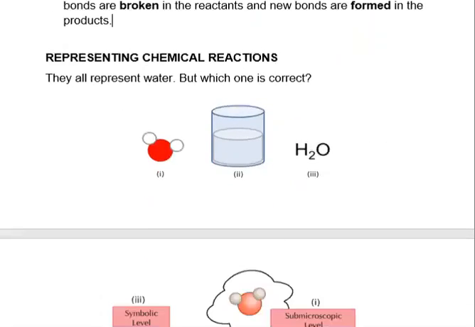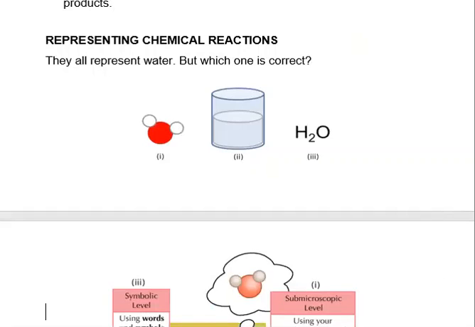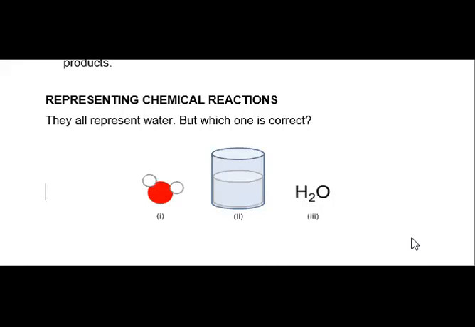All right. So the next thing we're talking about is that there are 3 ways of representing chemical reactions, right? So let's look at water. The first picture that we have here is a molecule of water. The second picture is a glass of water, and the third is the scientific formula for water. Which one is correct? Which one represents water? Tell me in the chat. Which one is the best representation of water?